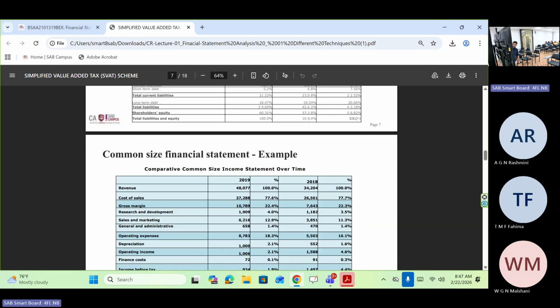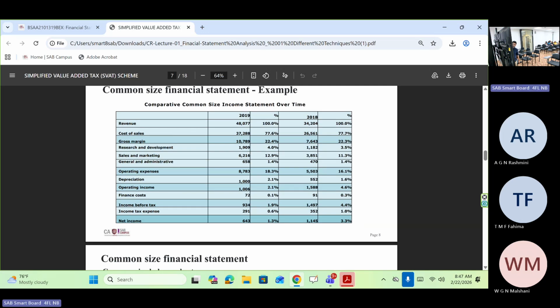If we are doing this for the P&L, see how to do this common size P&L. Normally revenue we assume as 100. If revenue is 100, how much is depreciation? 2.1. How did you get this? $2.1. Income tax expense 0.6. Net income 1.3.